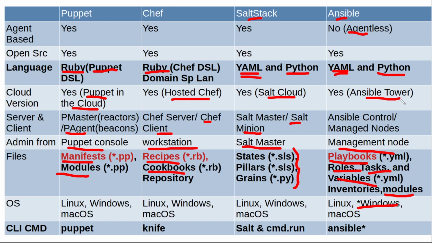These solutions come with a command line interface. So the command for Puppet is puppet. For Chef it is knife. For SaltStack you will use salt commands and command runs. And for Ansible, several variations of ansible.